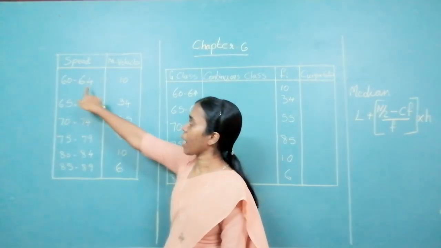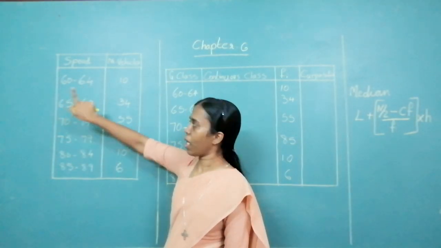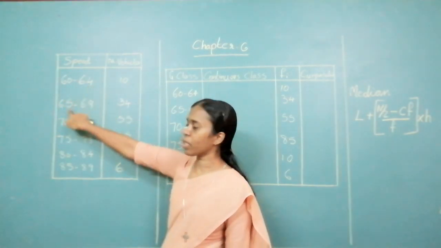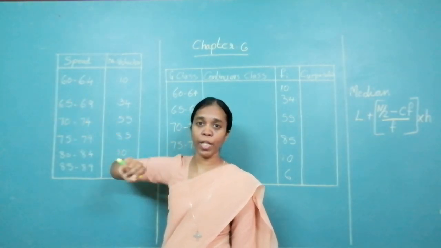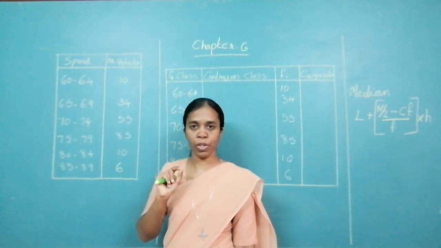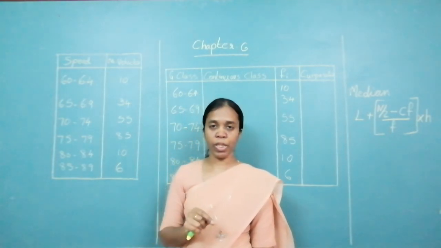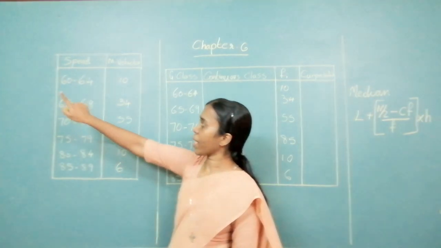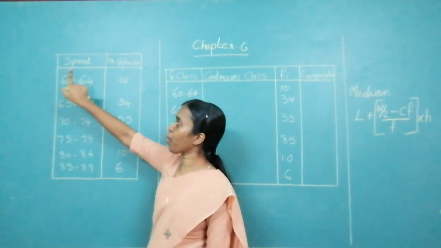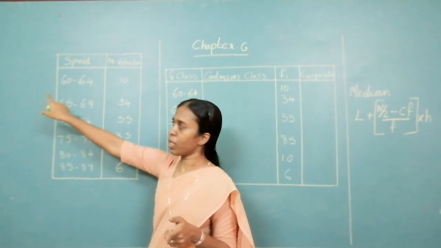Continuous means the upper limit should be the next lower limit. Is it the same? This is 64, this is 65. So it is not continuous. If it is not continuous, we have to make it continuous. We make it continuous by subtracting 0.5 from the lower limit and adding 0.5 to the upper limit. Very simple.